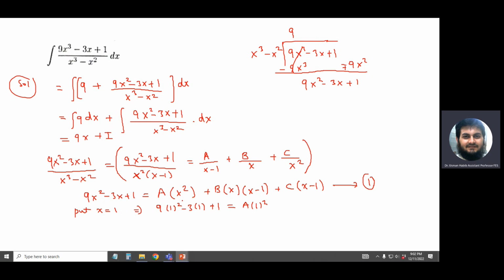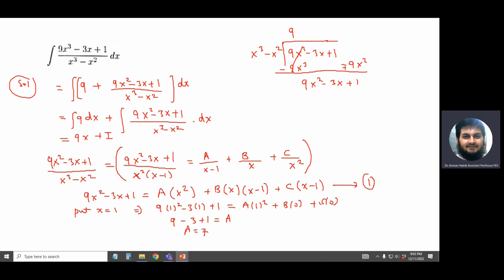Why do we choose this x equals 1? Because we can clearly see here this is x minus 1, x minus 1, and there's no x minus 1 with this a. So if you put the value x equals 1, the term with b will become 0, the term with c will become 0, and we will be only left with a, and that is the easiest way. Now we get 9 minus 3 plus 1 equals a. So a becomes 9 minus 3 is 6 plus 1 is 7.